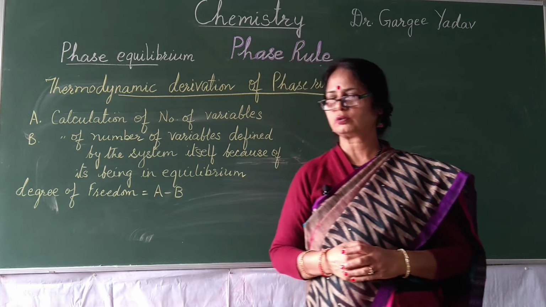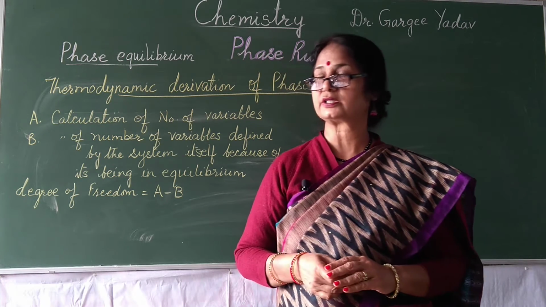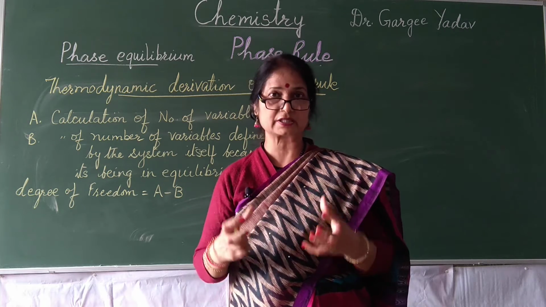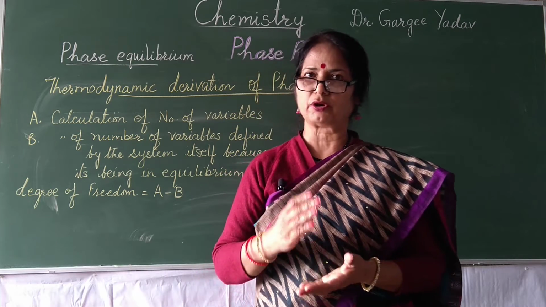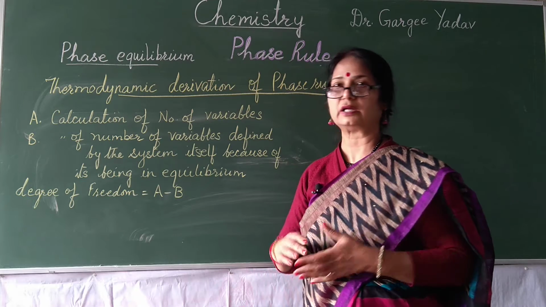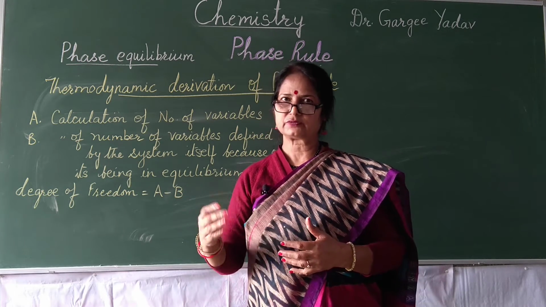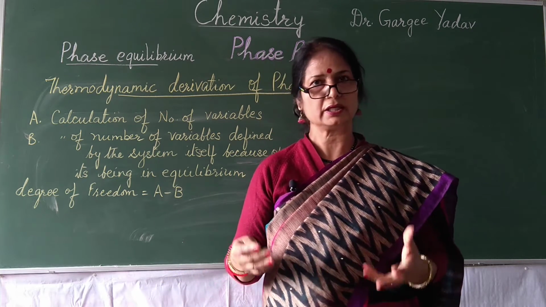Now, as we all know, the degree of freedom is defined as the number of variables which must be fixed in a system to define that system completely. That is the degree of freedom. So actually that can be obtained when we have the number of variables less the number of variables which are due to the system being in equilibrium.